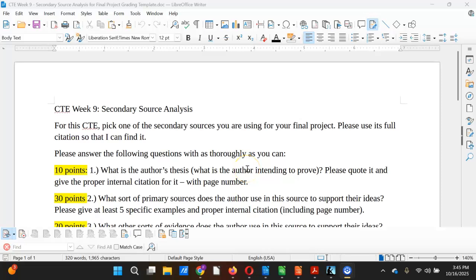Okay, since I have now returned your CTEs for week 9, the secondary analysis of whatever secondary source you chose to use on your final project, I wanted to go over both how I graded it and what you really need to have in it, because this obviously feeds into what you need to be doing with your annotated bibliography as well.